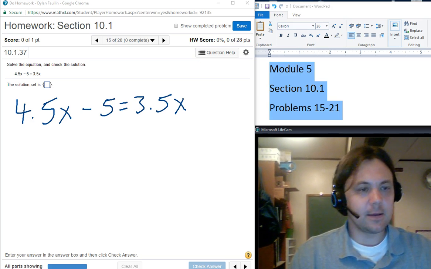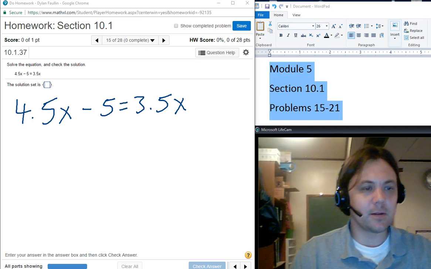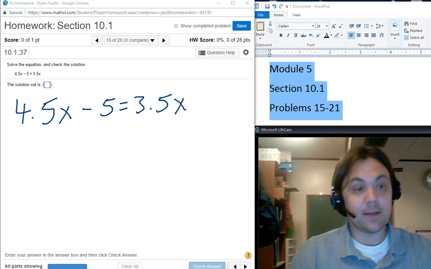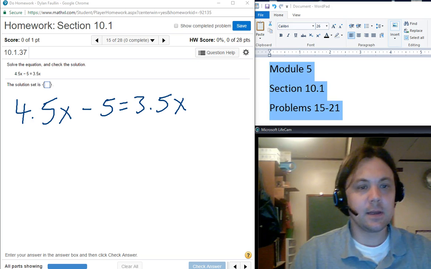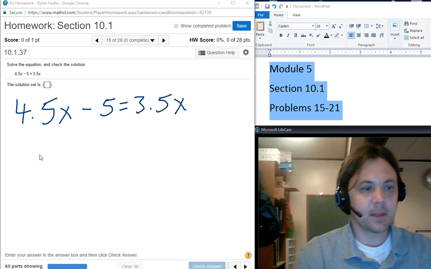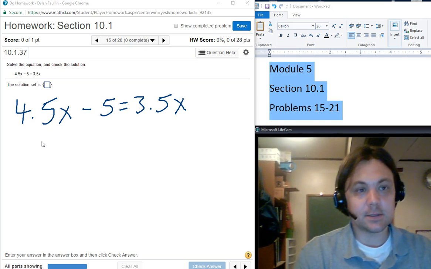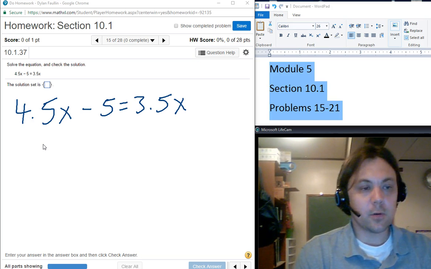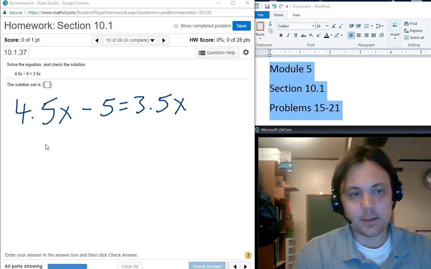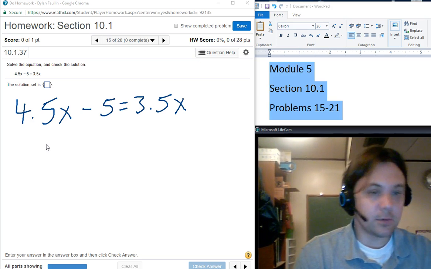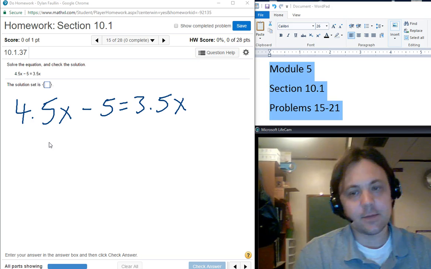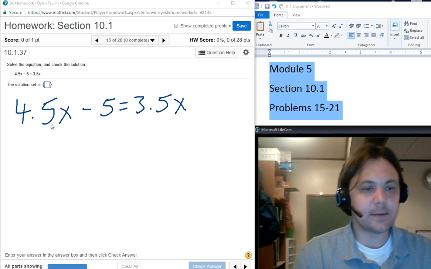So on the screen, problem number 15, the first problem we're going to look at, we have 4.5x minus 5 equals 3.5x. To solve these equations in section 10.1, it's going to require using the addition property of equality to isolate x to one side of the equation. And that's all we should have to use is the addition property. So we shouldn't have to do any multiplying or dividing.